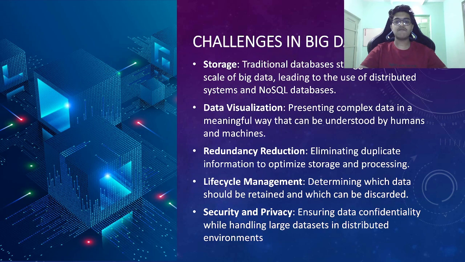Next one is data visualization, presenting complex data in a meaningful way that can be understood by humans as well as machines. To humans, data is actually a little complex to understand, but when it comes to machines, you're converting all of the data into zeros and ones, because that's the only way a machine is going to understand what type of data you're using. Next one is redundancy reduction, eliminating duplicate information in order to optimize the overall storage and processing.